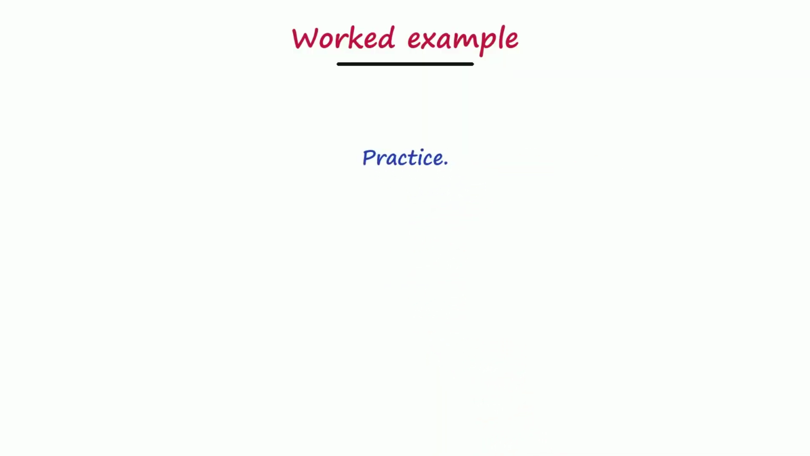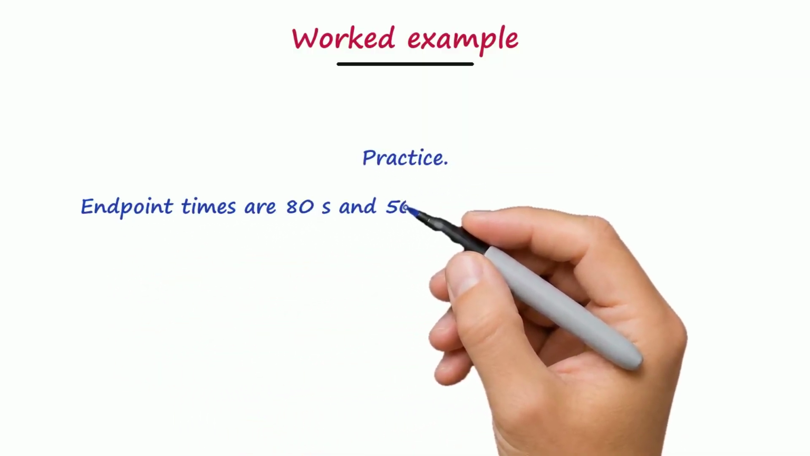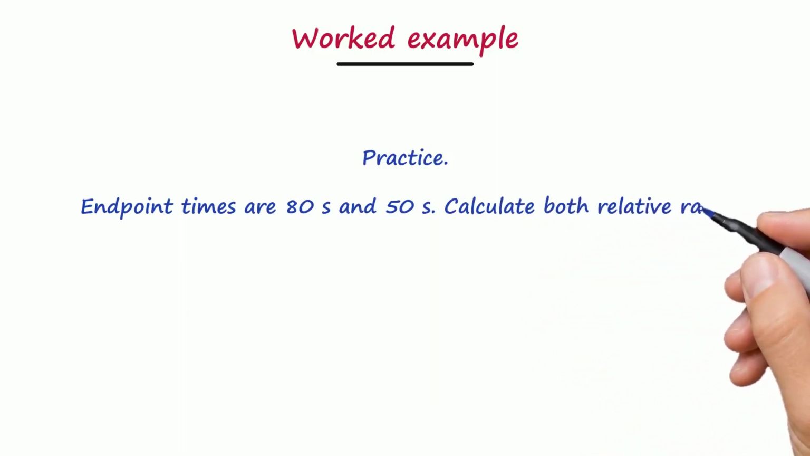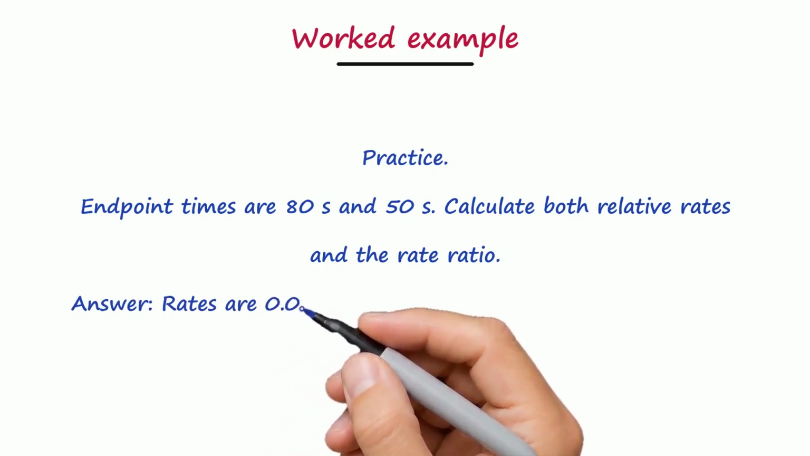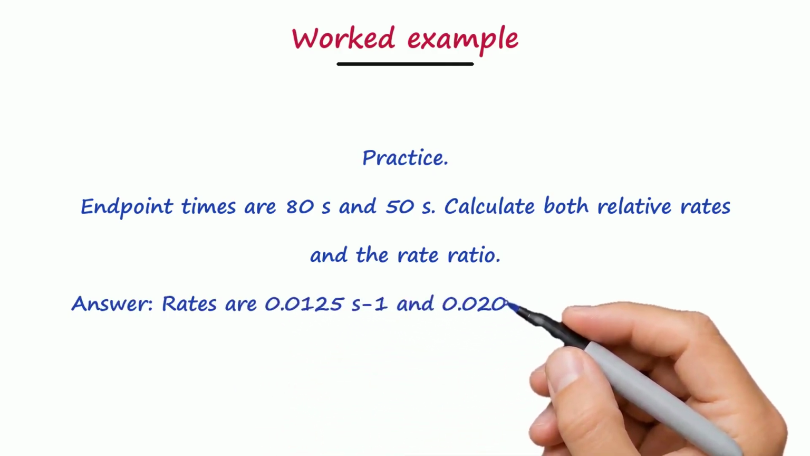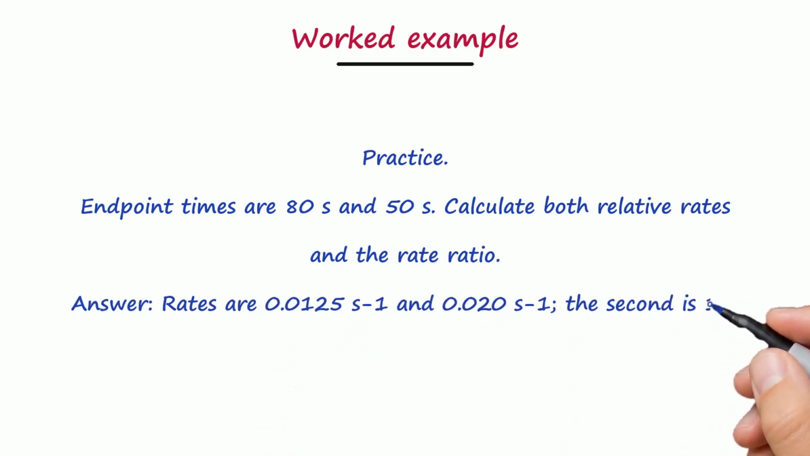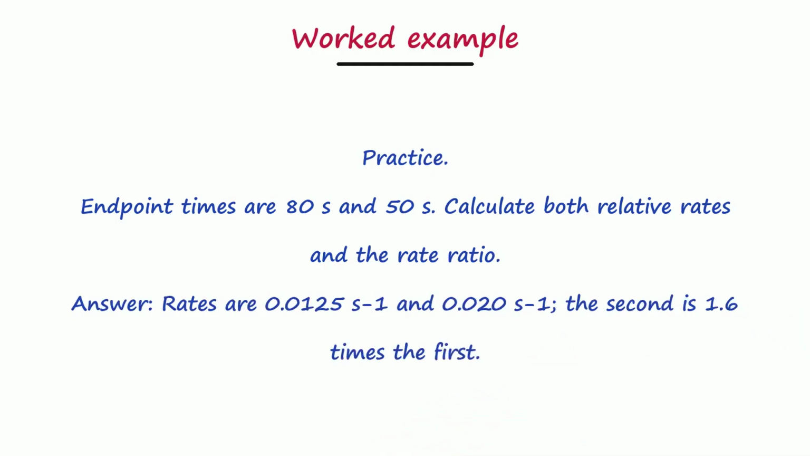Practice. Endpoint times are 80s and 50s. Calculate both relative rates and the rate ratio. Answer. Rates are 0.0125 s^-1 and 0.020 s^-1. The second is 1.6 times the first.